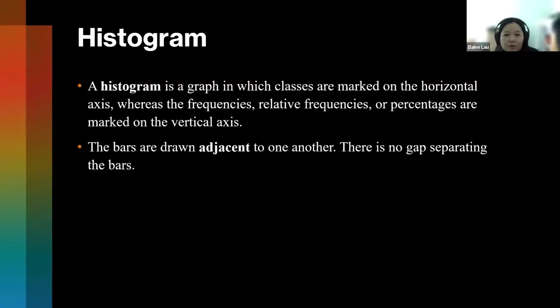All right, so what is a histogram? A histogram is a graph in which classes are marked on the horizontal axis, whereas the frequencies, the relative frequencies or the percentages are marked on the vertical axis, and the bars are drawn adjacent to one another. There is no gap separating the bars. If the chart has gaps separating the bars, that one is called a bar chart. All right, so this is the histogram.